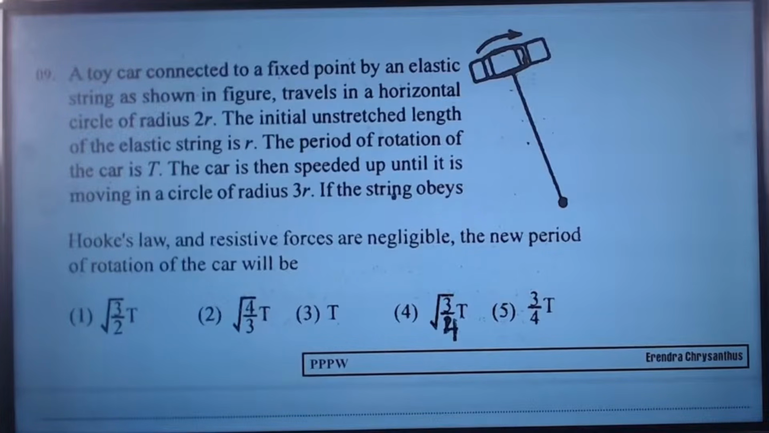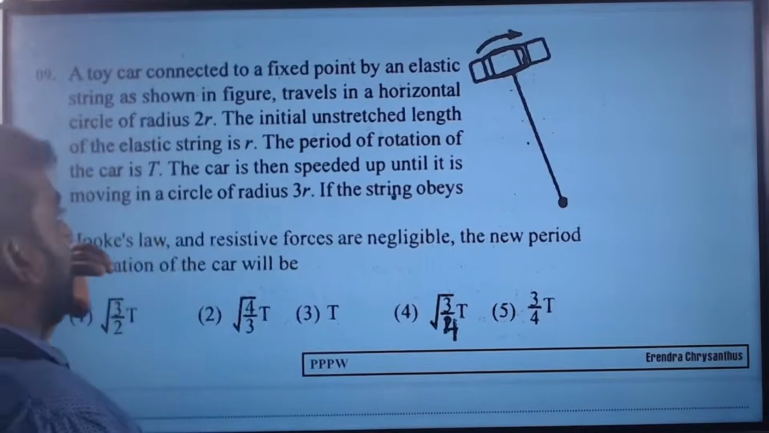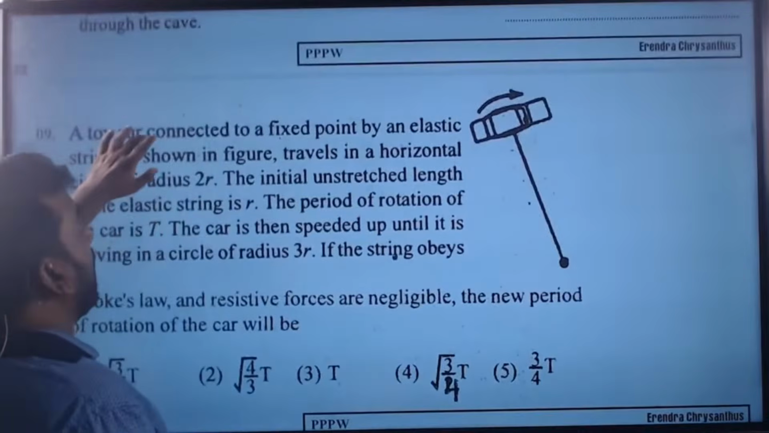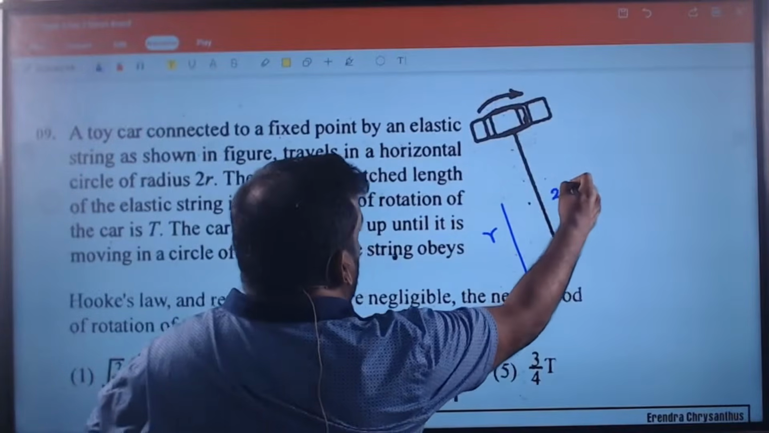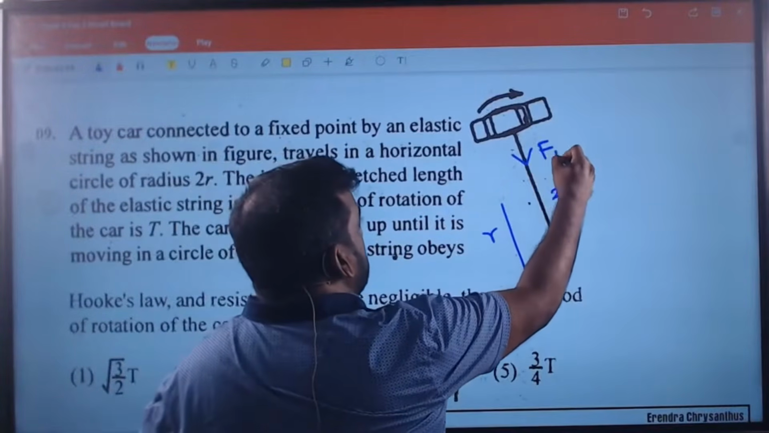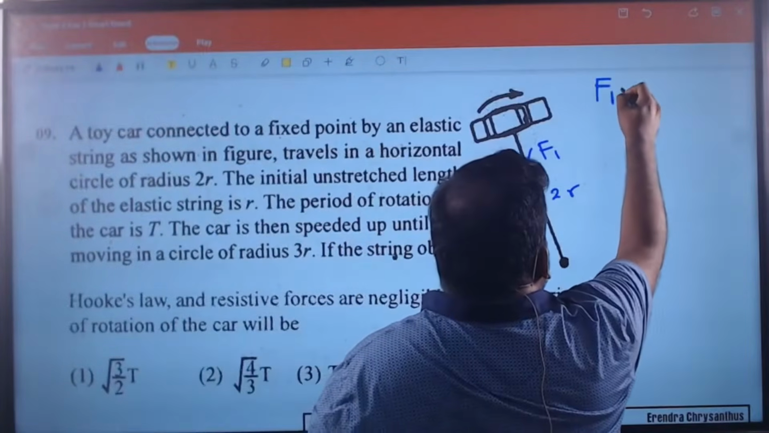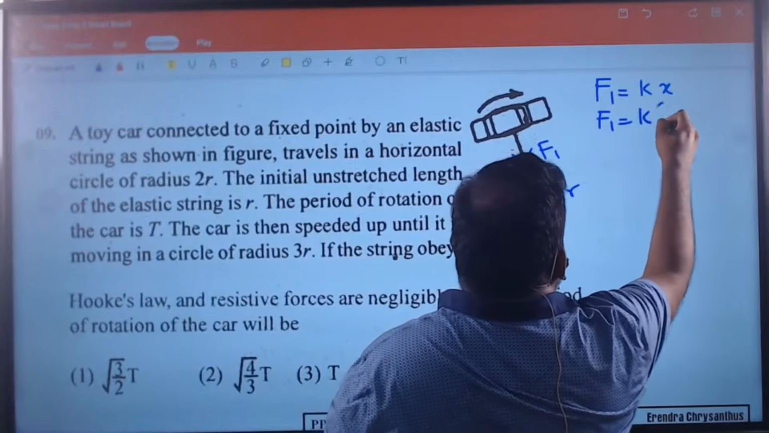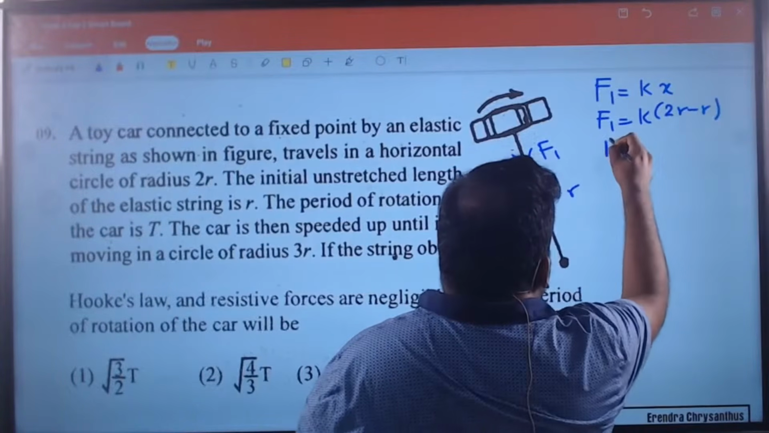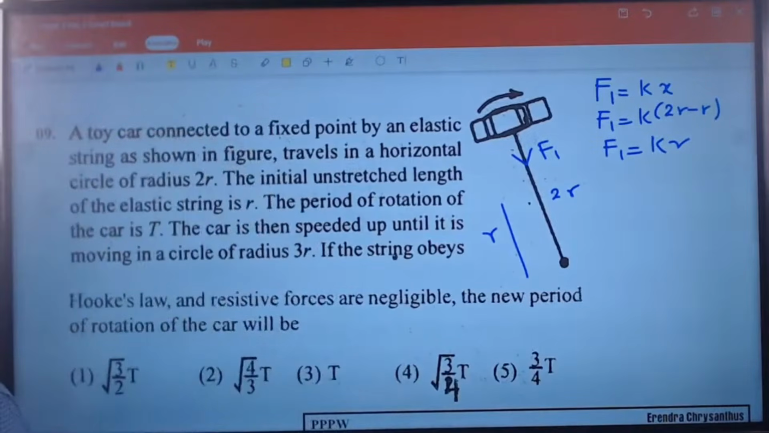A toy connected to a fixed point of an elastic string as shown in the figure travels in a horizontal circle of radius 2r. The initial unstretched length of the elastic string is r. So who is giving centripetal force? Elastic force. Hooke's law: elastic force is k times x, where x is the extension. Extension is 2r minus r, that's going to be r. F1 is equal to kr.